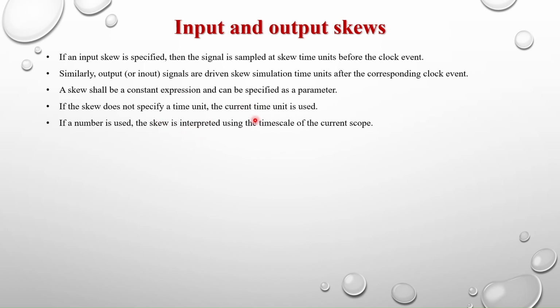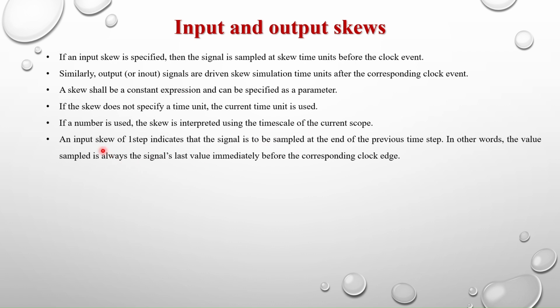Okay, if you don't provide the time unit, then an input skew of one step indicates that the signal is to be sampled at the end of the previous time step. In other words, the value sampled is always the signal's last value immediately before the corresponding clock edge. Suppose you have a clocking event as posedge clock. So this is your clocking event, and input skew means what? The signal will be sampled before the clock event, before the posedge clock your signal will be sampled, right? For example, #1 means #1 time unit before the posedge clock.